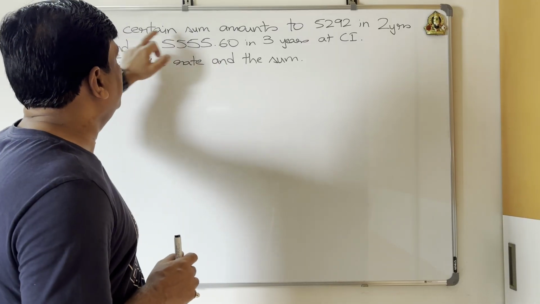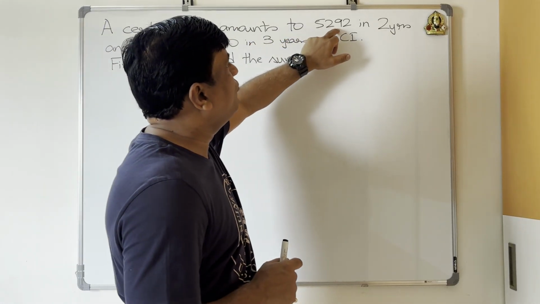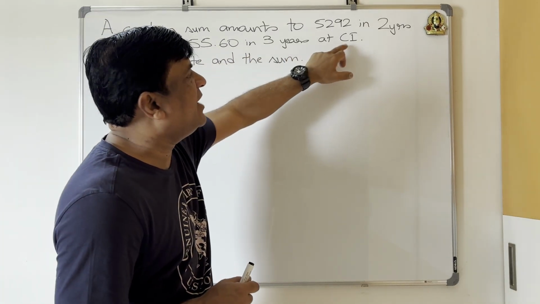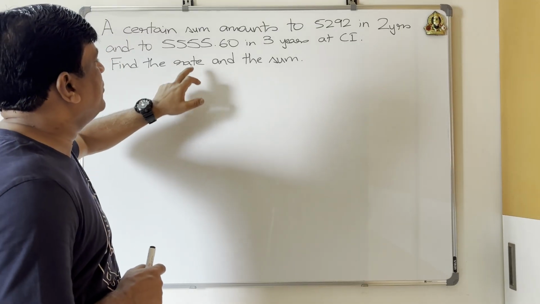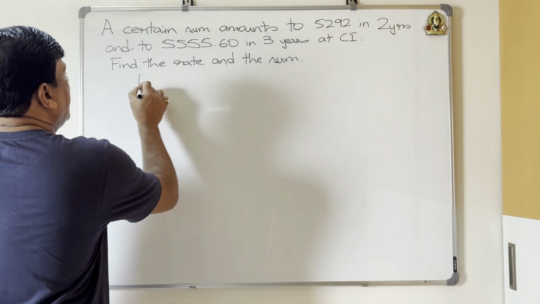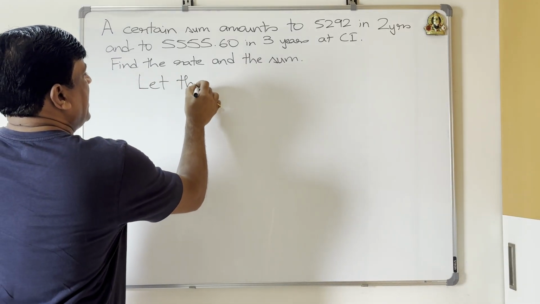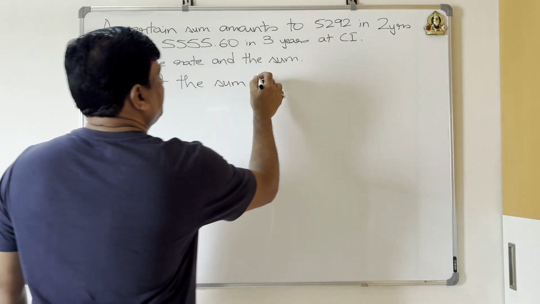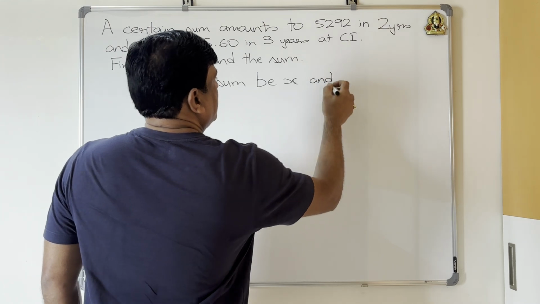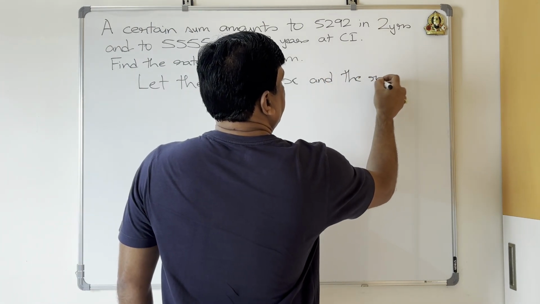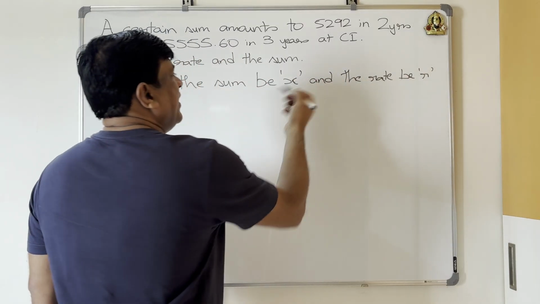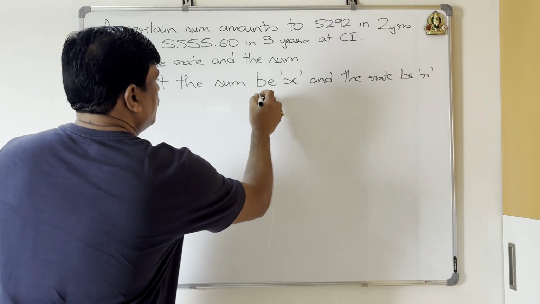So what are they saying? A certain sum amounts to 5292 in 2 years and to this much in 3 years at compound interest. They are asking us to calculate the rate and the sum. Do we have the sum in the problem? No. So let the sum be x and the rate be r. We assume that. Now let's look at two ways over here.